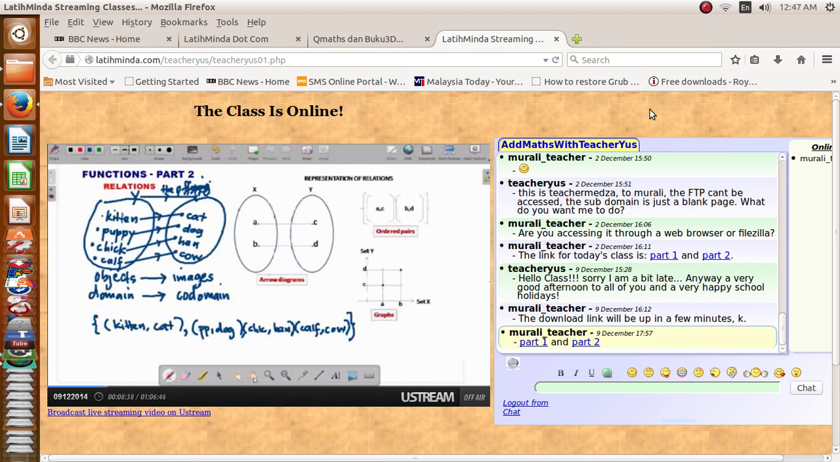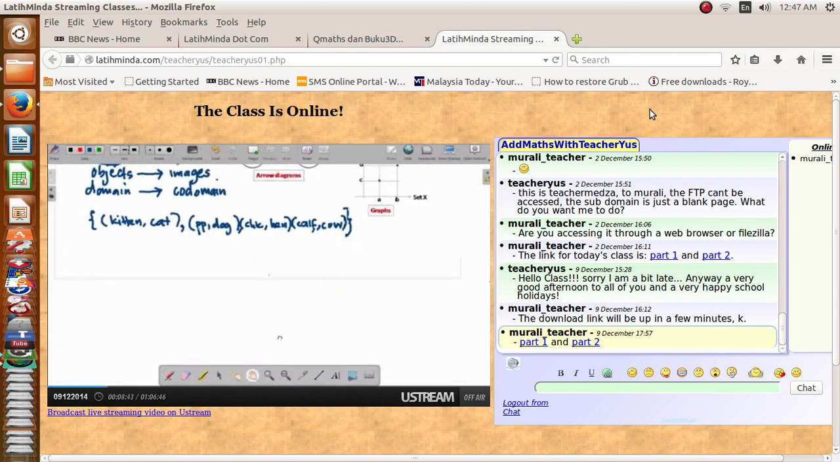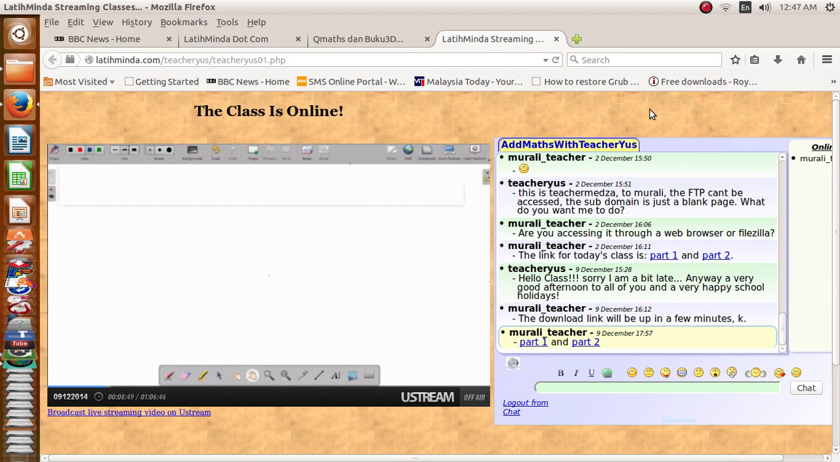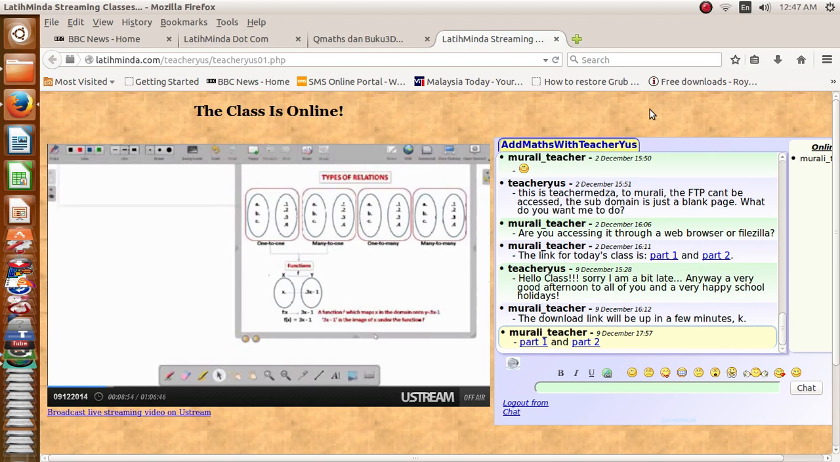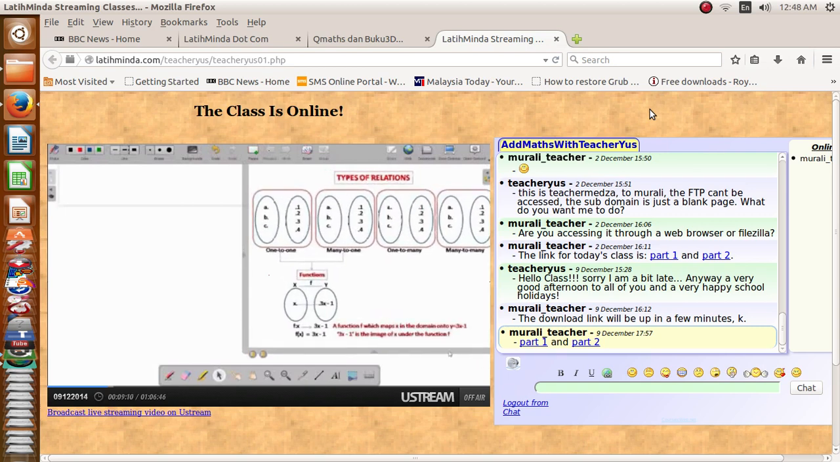Okay, so next, let's move on, because we have to get into the real gist of functions, which is composite functions. Next, slide 2, again, the types of relations. As you understood, the arrow diagram, the ordered pairs, and the graph set. Now we have the 4 different types of relations. As you can see here, I've drawn the diagram.